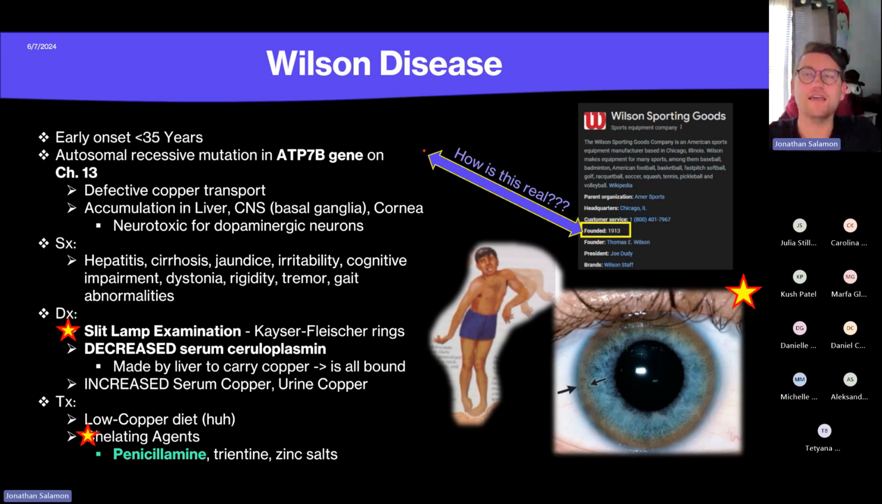Wilson, I knew I had it. Okay, you guys want to see the stupidest thing in the whole world? Wilson's disease is on chromosome 13.